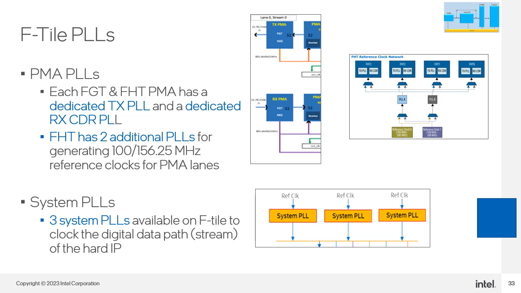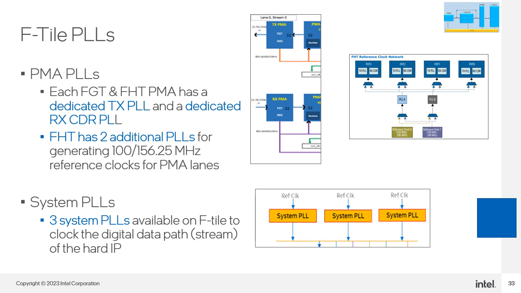Third are the system PLLs. Every F-Tile has 3 system PLLs for clocking the digital portion, the PCS, of each data path. With 3 system PLLs you can use, for example, 1 system PLL for PCIe and 2 for Ethernet and other protocols. Or you can use all 3 for various interfaces within the Ethernet and PMA direct digital blocks.